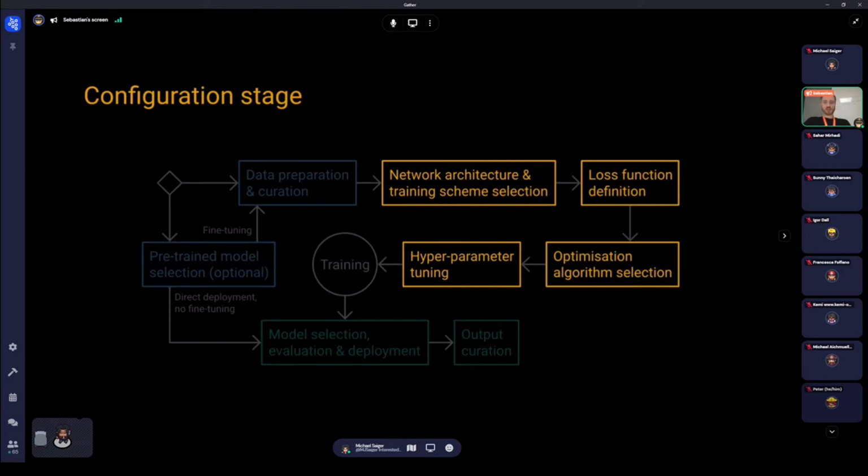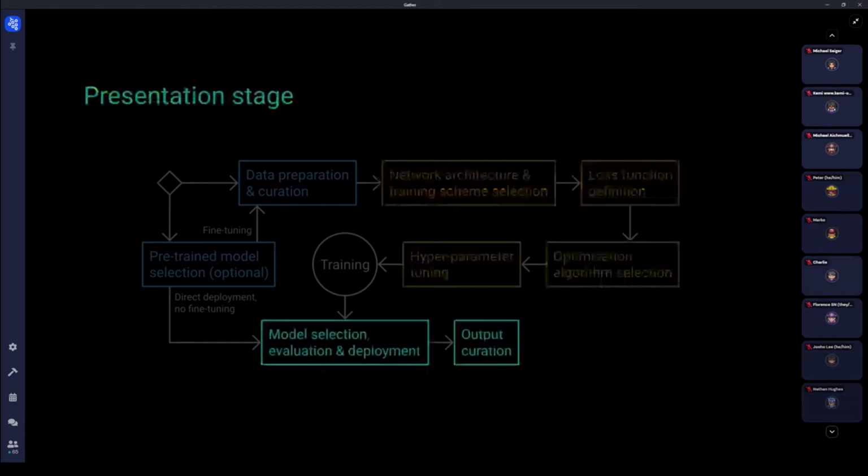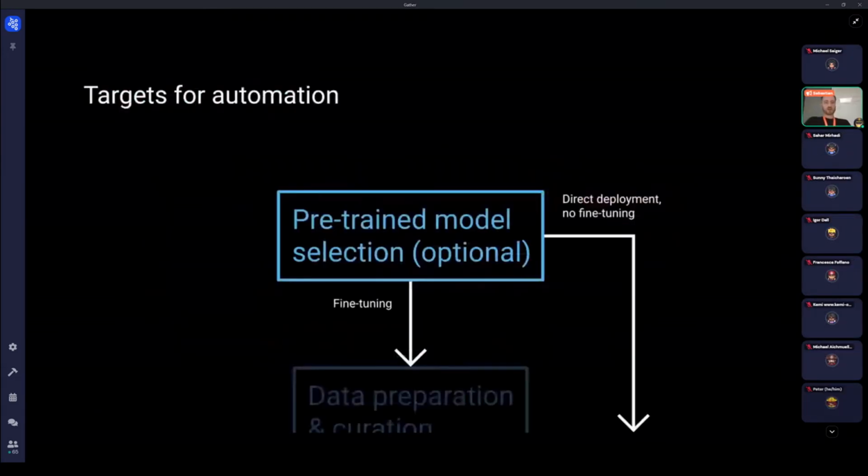Then we have the configuration stage, which is really setting up the system and defining all the configuration. And finally, we have the presentation stage, which is mostly evaluation and deployment. So let's have a look at the targets, which are really the different choices and decisions that have to be made in the process. It's quite common to start with a pre-trained model in this art creation context, in order to build on the work of others, also because it's difficult to train a neural network. It can be expensive, so we can really build on what others have already created.